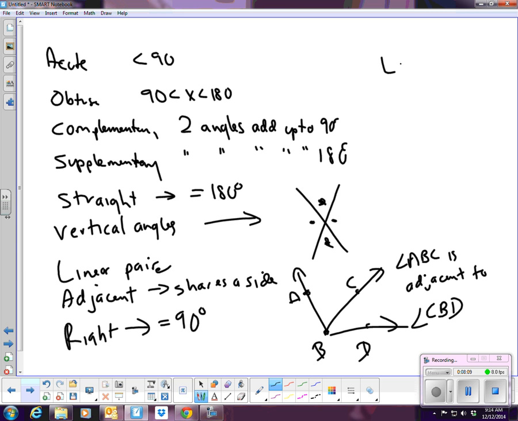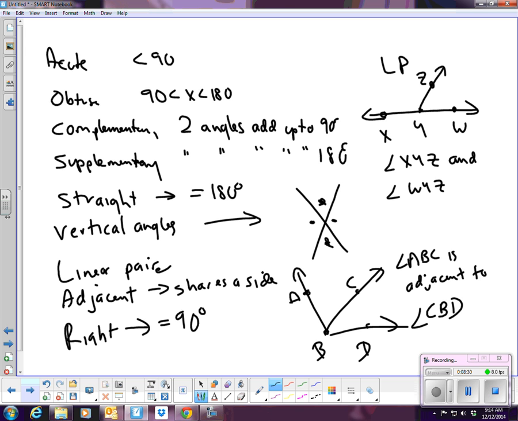All right, and the last one would be linear pair. Linear pair is kind of like adjacent, except the two angles make a line. So I've got X, Y, Z, W. Angle XYZ and angle WYZ are a linear pair. All right, beyond that, those are kind of the big ideas.